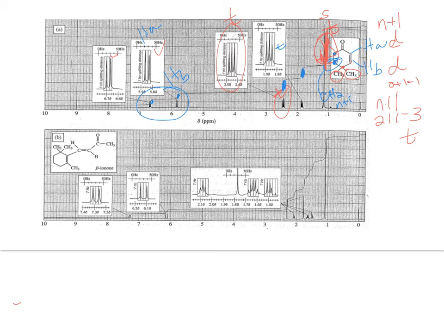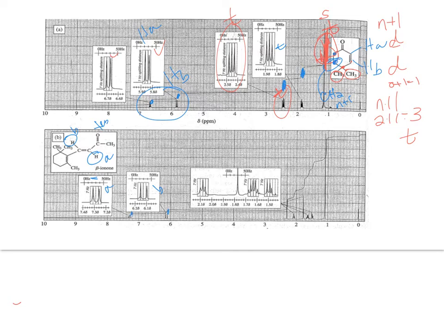Looking at the next one here, you see that this is trans. And you see that the coupling, the splitting, is actually greater. So these protons, this would be A and that would be B. So there's A and there's B. And look at the height, it's only one proton.